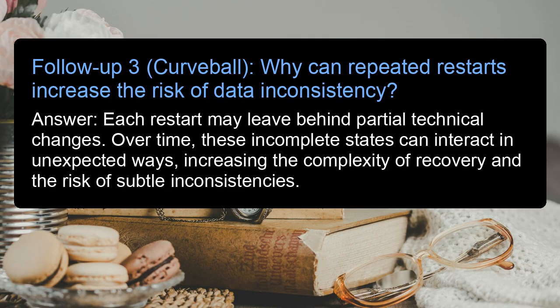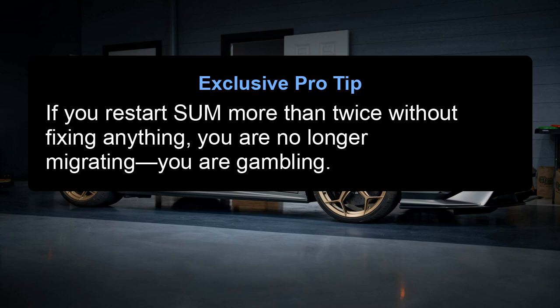Follow-up 3. Curveball. Why can repeated restarts increase the risk of data inconsistency? Answer: each restart may leave behind partial technical changes. Over time, these incomplete states can interact in unexpected ways, increasing the complexity of recovery and the risk of subtle inconsistencies. Exclusive pro tip. If you restart SUM more than twice without fixing anything, you are no longer migrating, you are gambling.